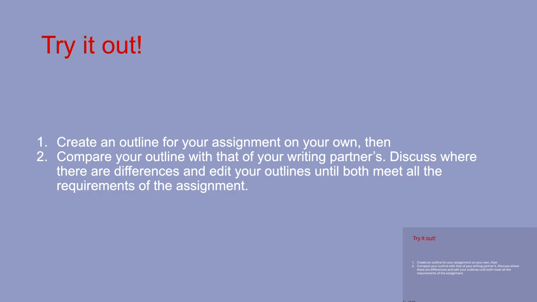So what you should do is think about trying this out. You want to create an outline for your assignment on your own. And then, since you're working with a writing partner that has the same assignment that you do, compare your outline with your writing partner's. They may not be identical, but they should be relatively similar. You should discuss where there are differences, and you might want to edit your outlines until they both meet all the requirements of the assignment.